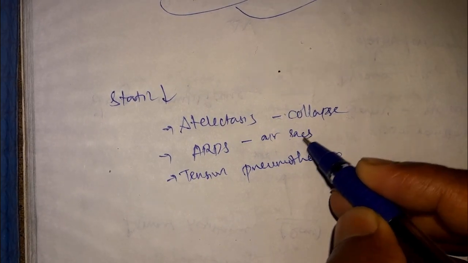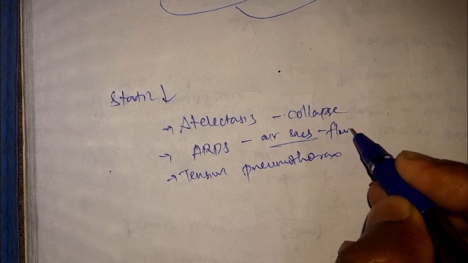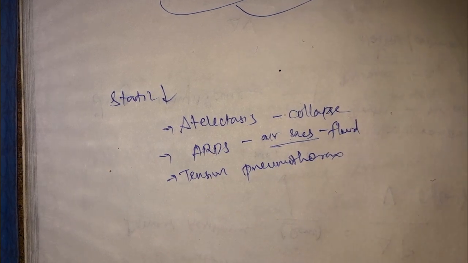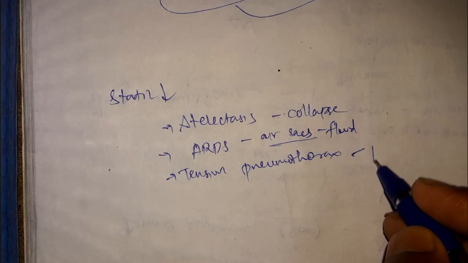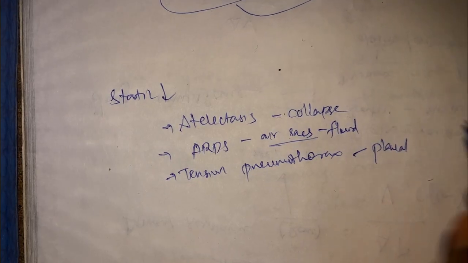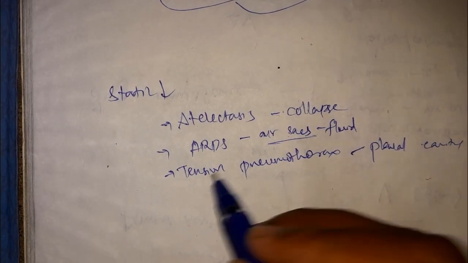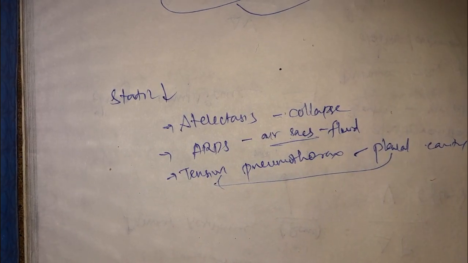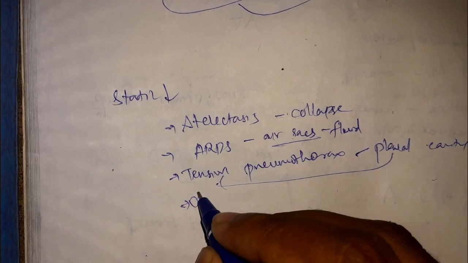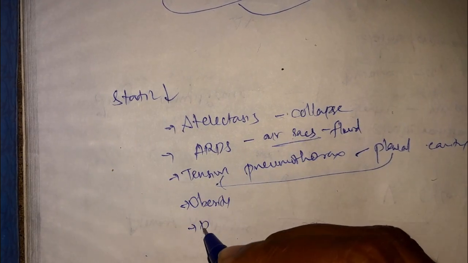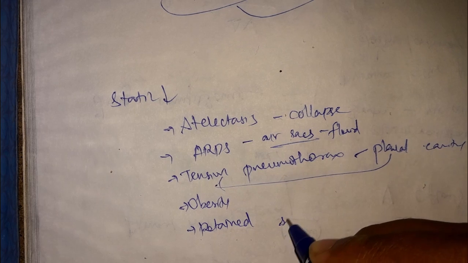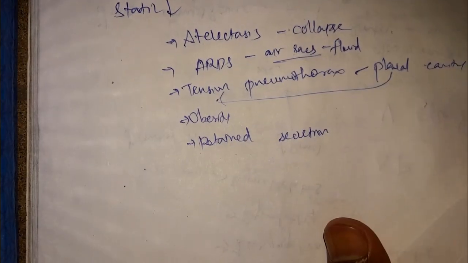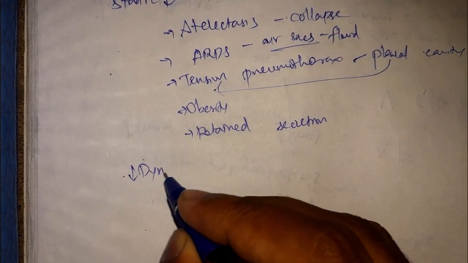That is, in the alveoli there is fluid. So that is acute respiratory distress syndrome. Then tension pneumothorax. Pneumothorax is when air becomes trapped in the pleural cavity, and it also puts tension on the lung, which forces the lung to collapse. Then obesity and retained secretions. In all of these static compliance is reduced, and in some conditions dynamic compliance is also reduced.